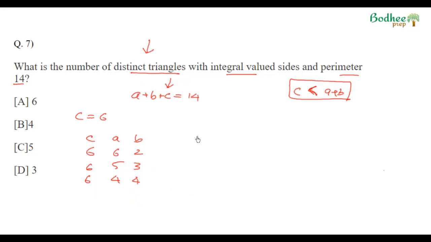Now let us fix the largest possible value of C to be 5. In this case, the sum of the other two has to be 9. So let us start with 5, and this value will be 4. I don't think any other triangle is possible, because it will be 5, 4, 5 something, right? So it's not going to help us. Now if I put the largest value of C to be 4, then even if I take 4, 4, 4 for all the three, the sum is not equal to 14. So what we have found here is that these are the only triangles possible. If I count them, it will be 1, 2, 3, 4. The answer for this question is option B.